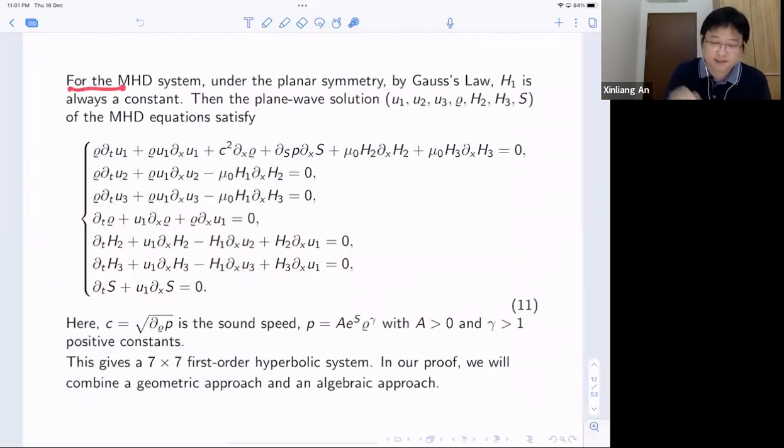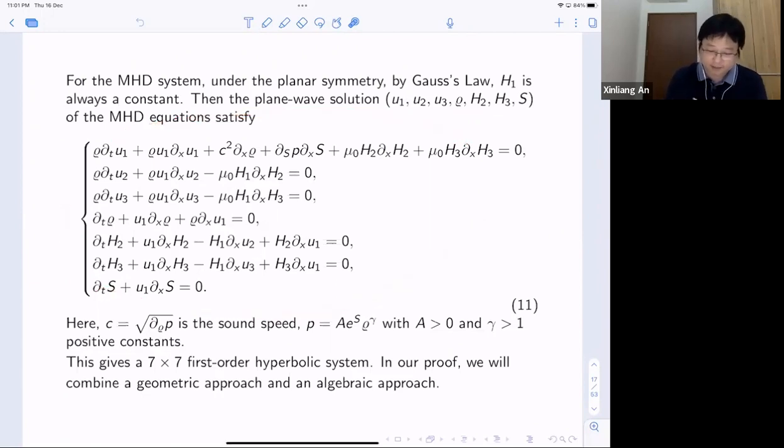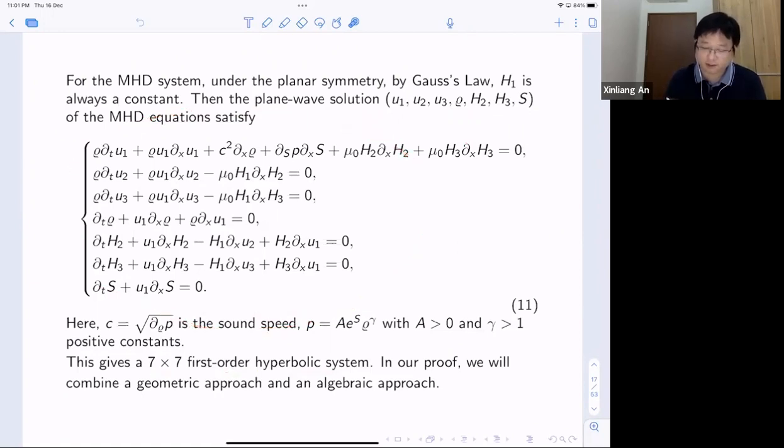The MHD system will be even larger. For the MHD system, we work on the plane symmetry. By the Gauss law, H1 is always a constant, so the other physical unknowns are the seven physical unknowns listed here, and they satisfy the MHD equations. This gives us a 7 by 7 first-order hyperbolic system. In our talk yesterday it was 6 by 6; this will be 7 by 7. In this talk, we will combine a geometric approach and a relatively new algebraic approach to deal with the system and to analyze the dynamics of the solution.